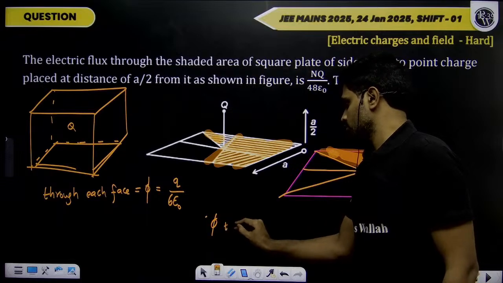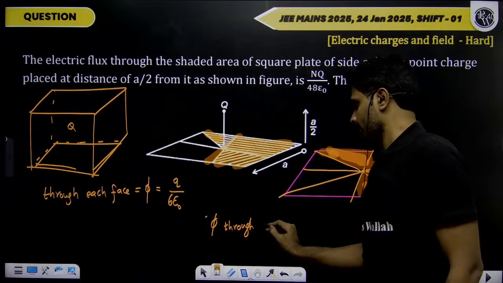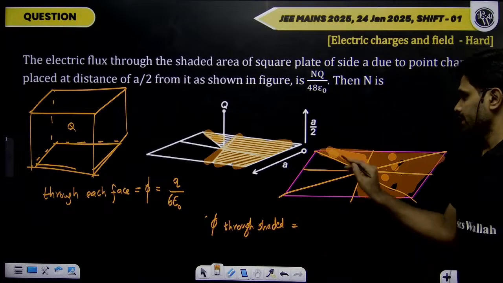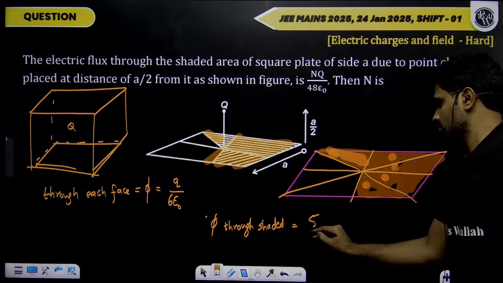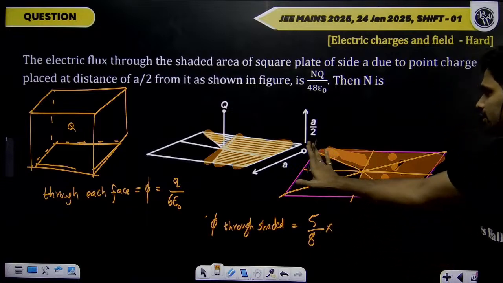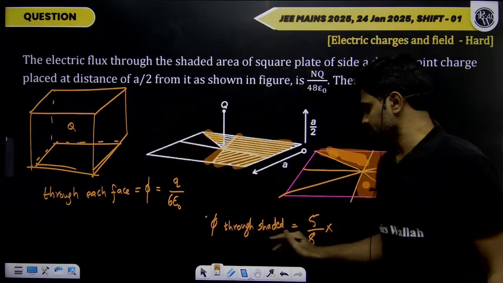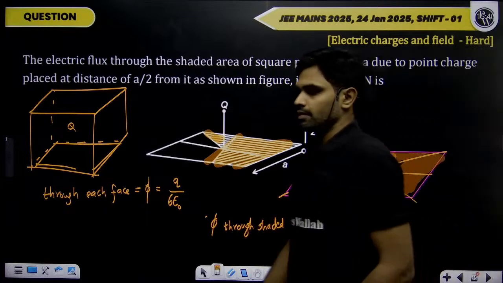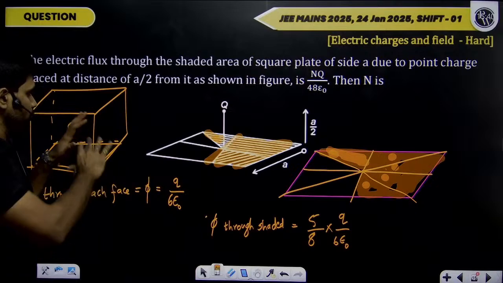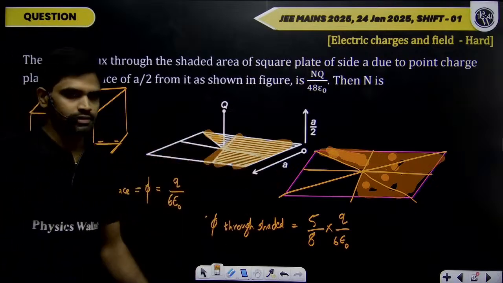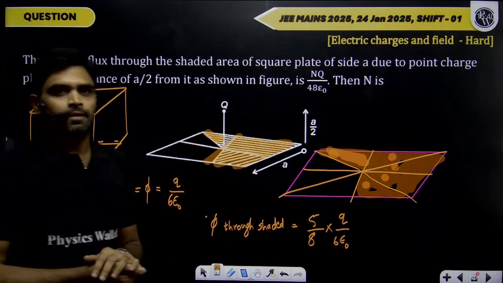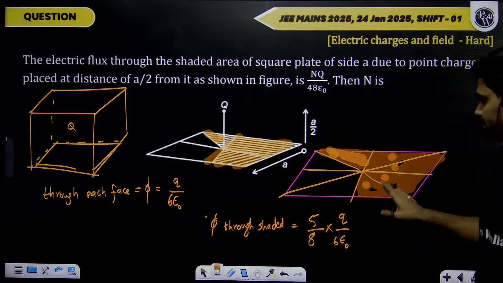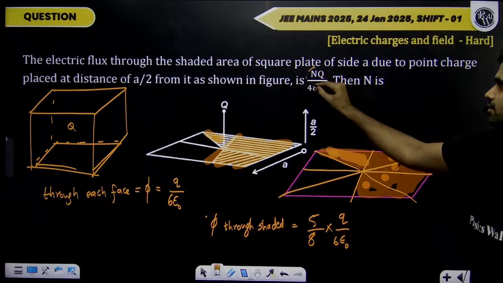So flux through the shaded region is, it is having 5 parts out of 8 parts, and through the entire face, it is q by 6 epsilon naught. Q by epsilon naught through the entire cube, whereas through each face it is q by 6 epsilon naught. And among that, again we have only 5 parts out of 8 parts. The answer would be 5 by 48.